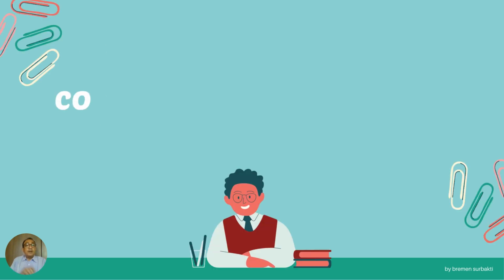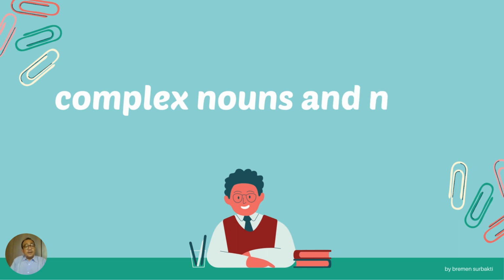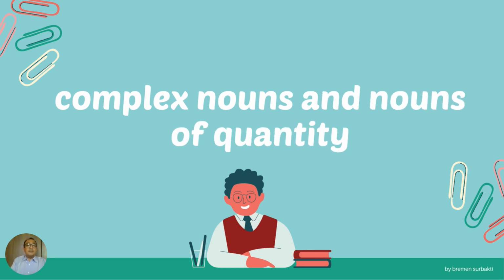Okay? What is the third one? It is about the complex nouns and nouns of quantity. Okay, what is that, the quantity? Like percent, okay, 50%, okay, two-thirds, okay, half. How do we know it? And what is the predicate if that is the subject?